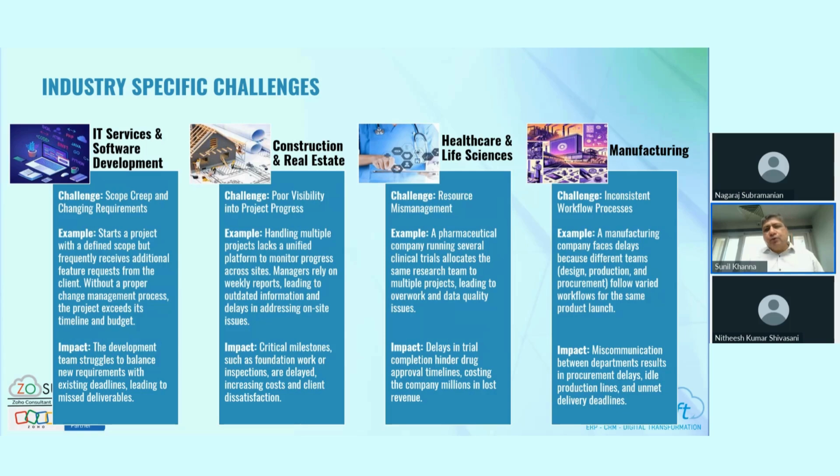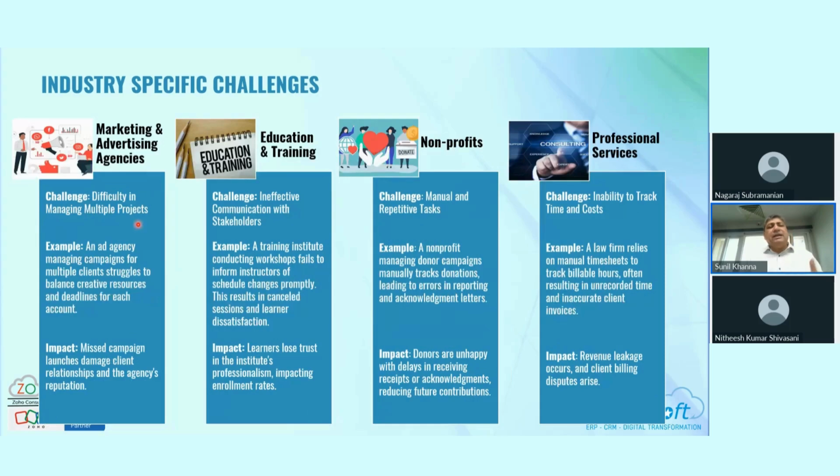Let's look at a few more industries here. Starting with marketing and advertising agencies, again, they work on multiple projects, and resources simultaneously work on multiple projects. So that's where you want to properly assign resources not only to one project but across multiple projects, and ensure that timelines are met for each of those projects.